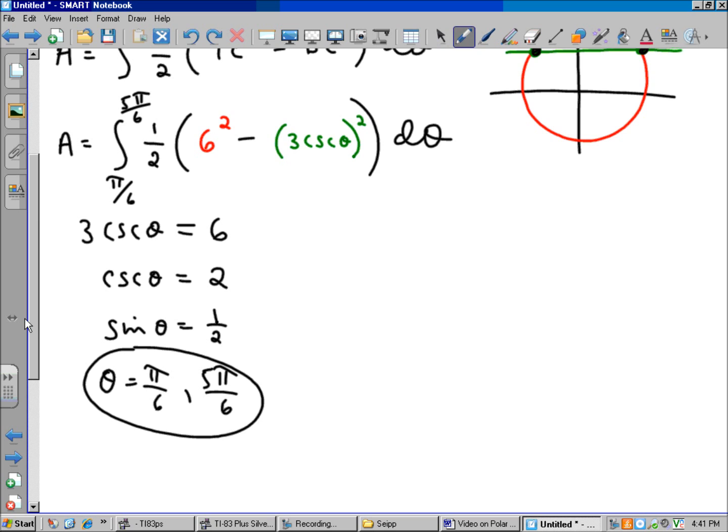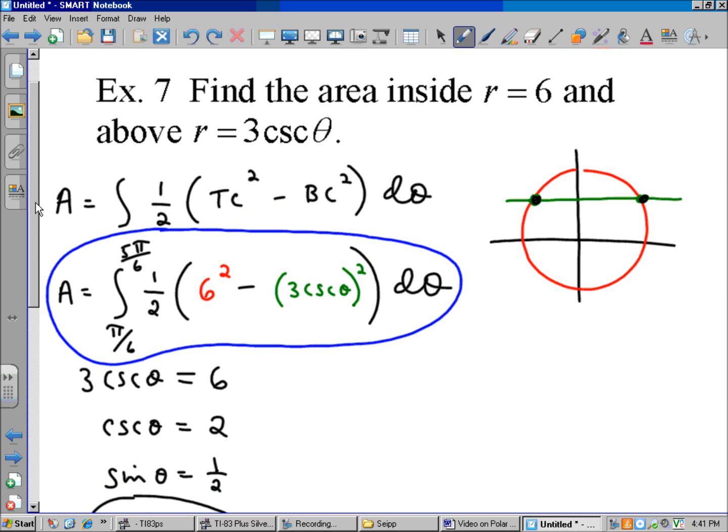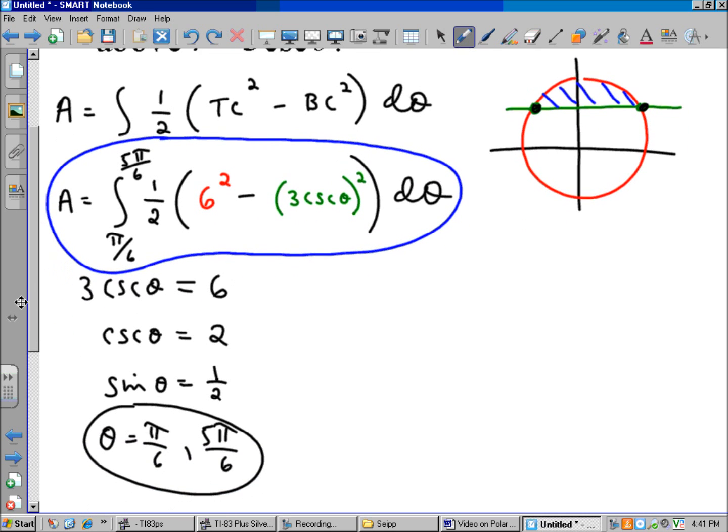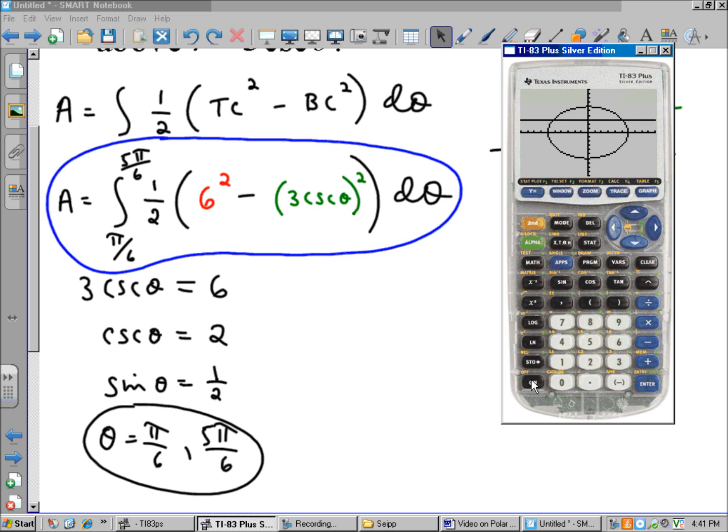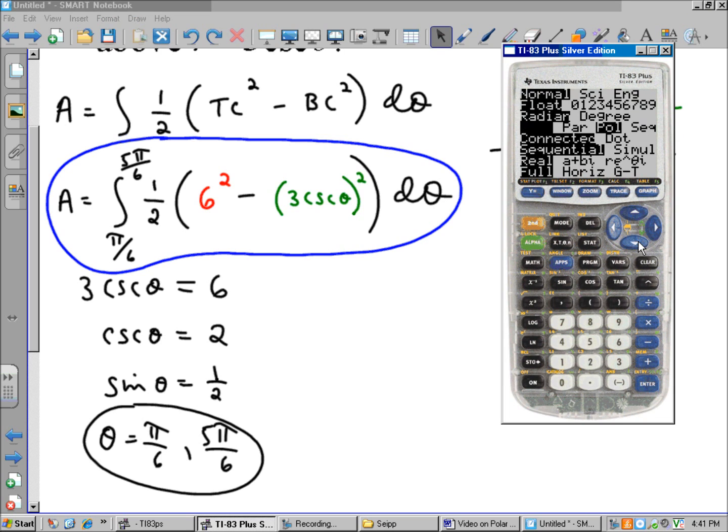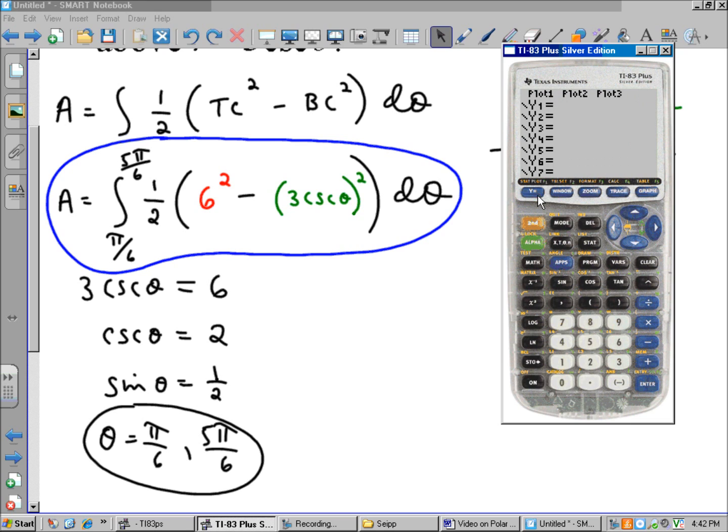Okay, so here's my integral to find the area bounded by these two curves, inside r equals 6 and above r equals 3 cosecant theta. If I plug that into the graphing calculator, I would get my answer. Let me try to do that real quickly here. I'm going to go back to mode. I've got to go down to function because there's no way for me to integrate inside polar mode. So I'm going to do 0.5 times 36 minus, now this is going to be tough. I got to open up my brackets and do 3 divided by the sine, close that twice and square it.